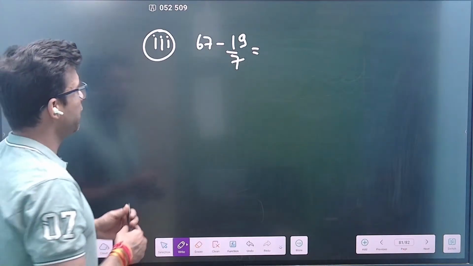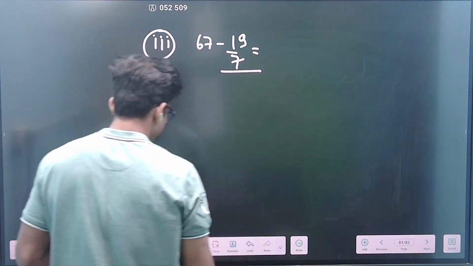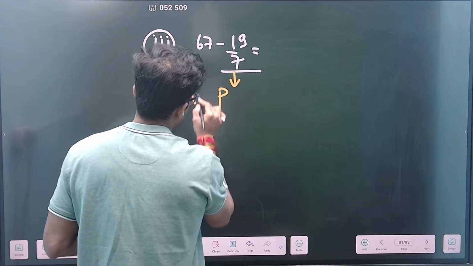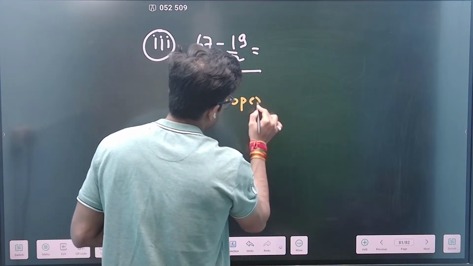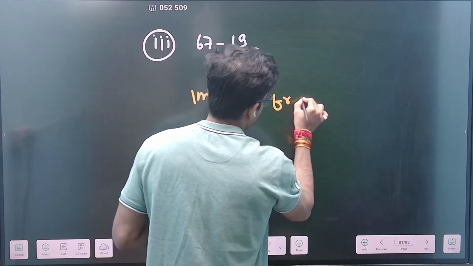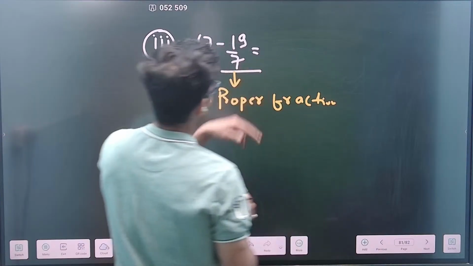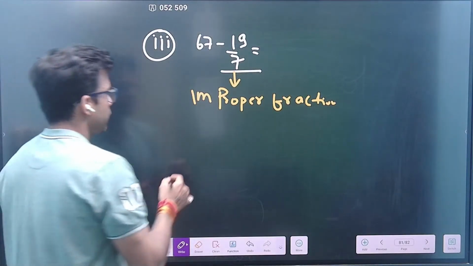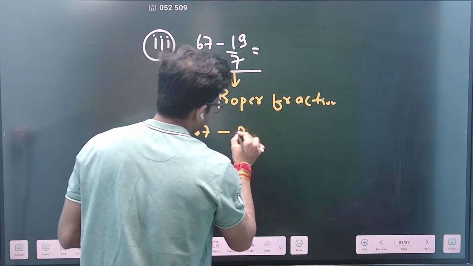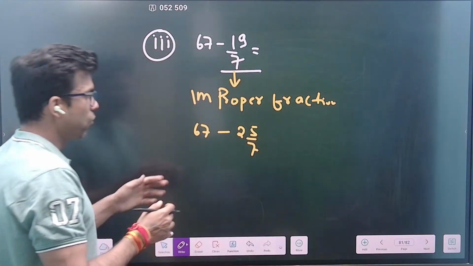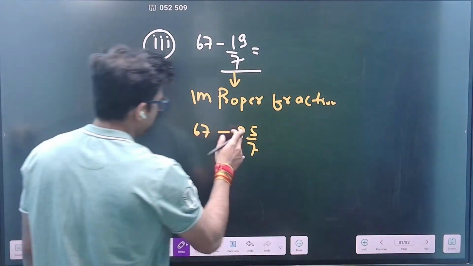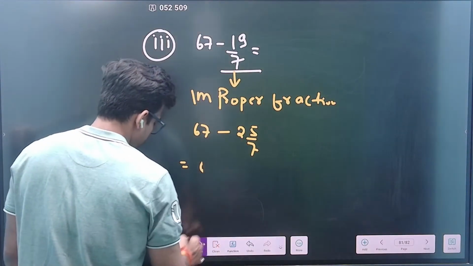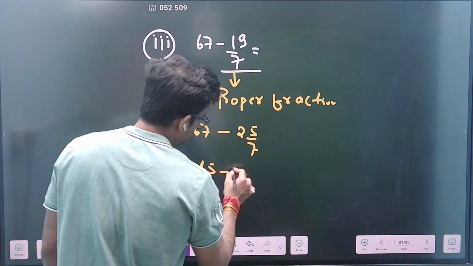Fast. Now first you need to solve the improper fraction part. If you're solving the improper fraction part, 7 3s are 21 or 7 2s are 14. So if you go for 7 2s are 14, 5. So 67 minus 2, and 5 by 7. Okay. The whole part would be negative. Correct. 67 minus 2 is what? 64. No, 65. This would be 65 minus 5 by 7.